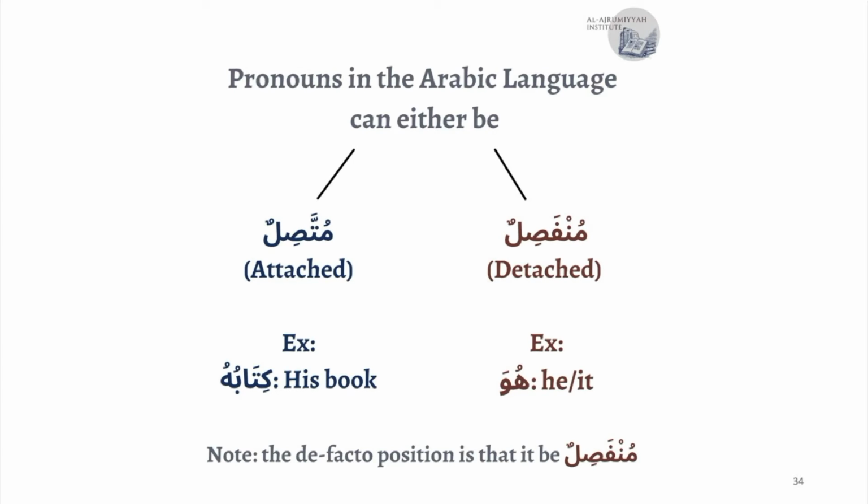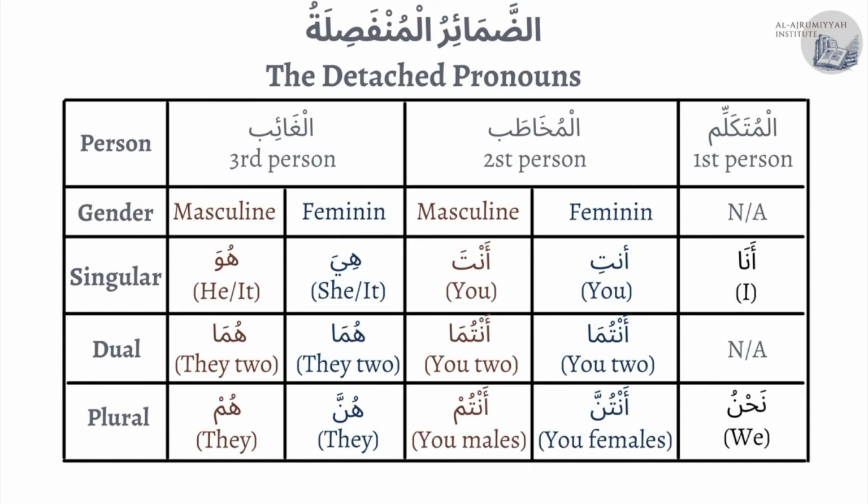So in this video, we're going to be explaining the concept of pronouns from the munfasilun perspective. We're going to talk about the detached pronouns, how they look when they're detached, how they're said, and their meanings. In another video, inshallah, we're going to talk about the muttasil versions of those munfasil pronouns. First and foremost, the default position is that a pronoun be munfasil. Normally a pronoun comes on its own because it doesn't need anything else, but sometimes it can be attached, and that's something we're going to cover in another video. So now let's talk about the detached pronouns.